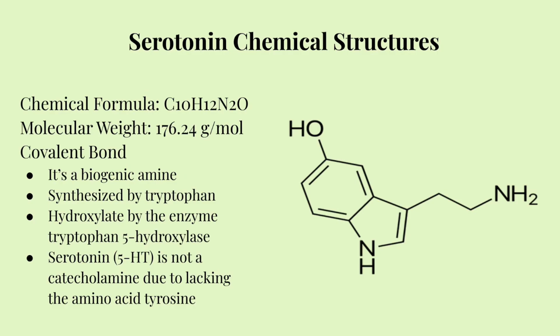Let me break it down a little more. So we have here the chemical formula for serotonin, which is C10H12N2O. Molecular weight is 176.24 gram moles. It is a covalent bond. It's a biogenic amine synthesized from tryptophan, hydroxylated by the enzyme tryptophan 5-hydroxylase. It's serotonin, 5-HT. It's not a catecholamine due to the lacking of the amino acid tyrosine. And then on your right, you have the chemical structure of serotonin.